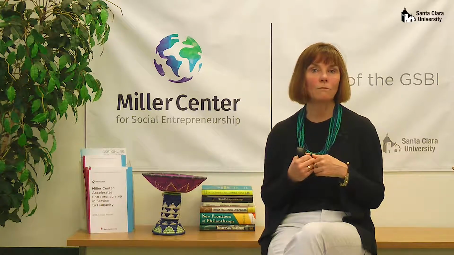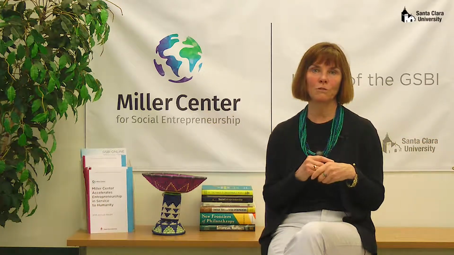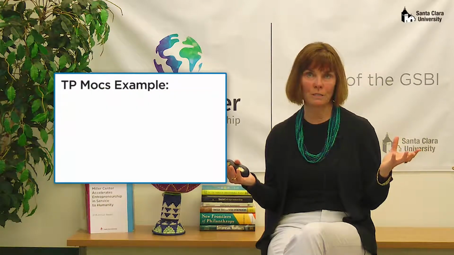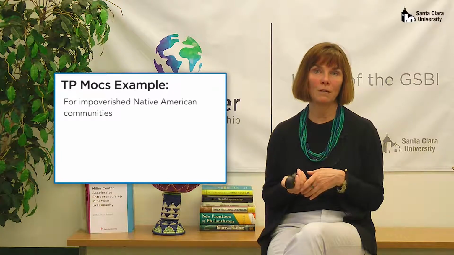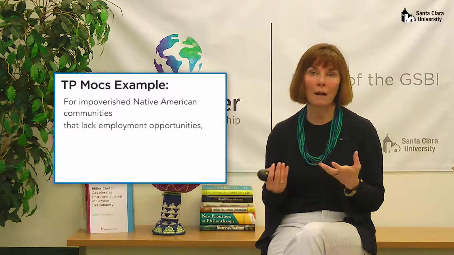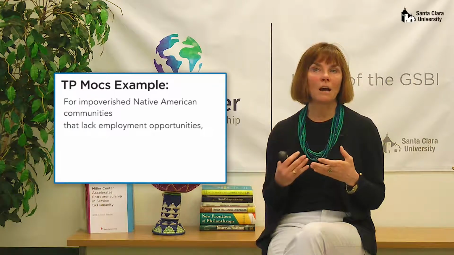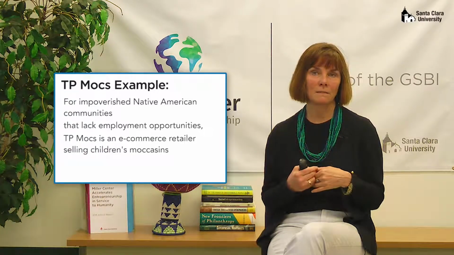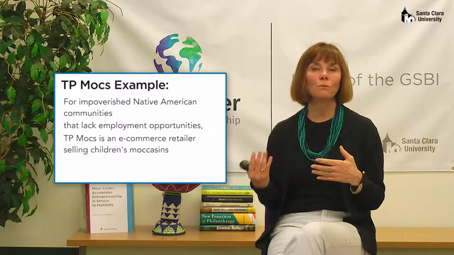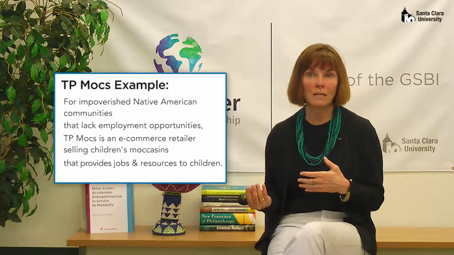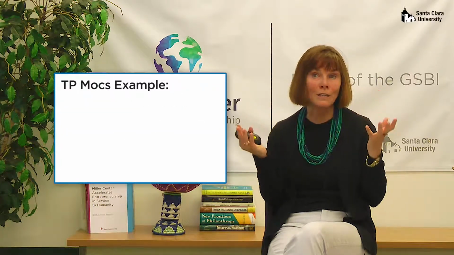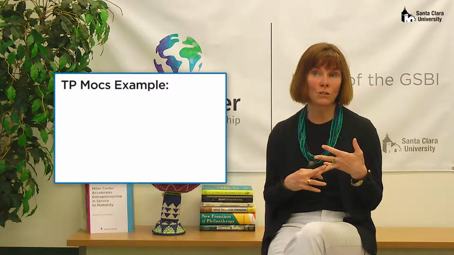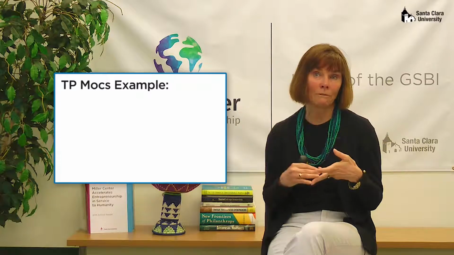And so again, remember, TP Mox has beneficiaries as a target market and paying customers. And so they have two value propositions. The one for their beneficiaries is for impoverished Native American communities that lack sufficient employment opportunities, TP Mox is an e-commerce retailer selling children's moccasins that provides jobs and additional resources to underprivileged children in need. So just within those 4 sentences, you get a really good understanding of what TP Mox is doing, who they're targeting, and what they're providing, right?